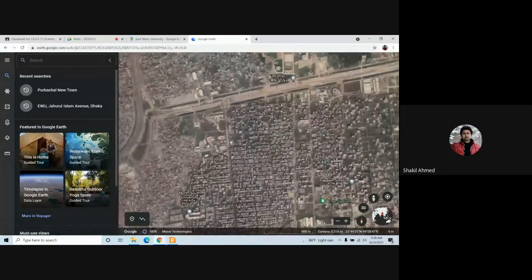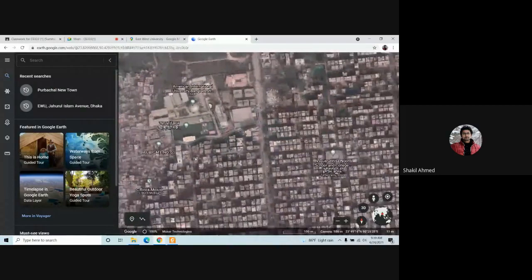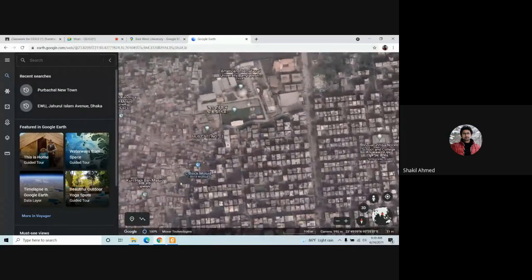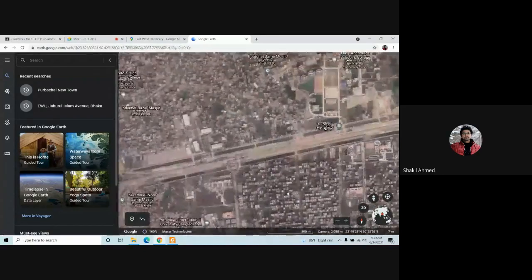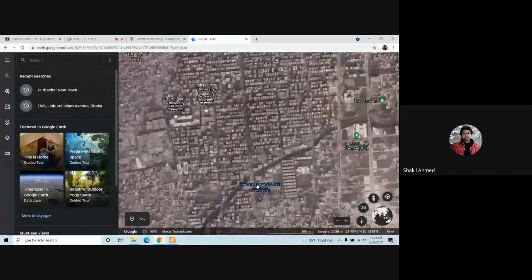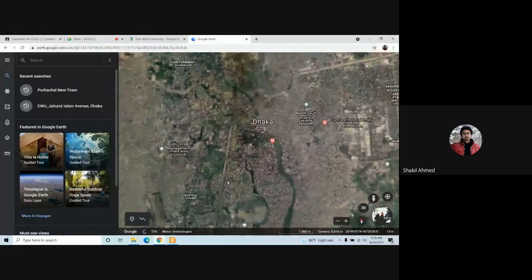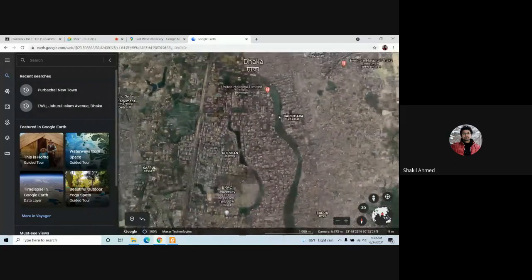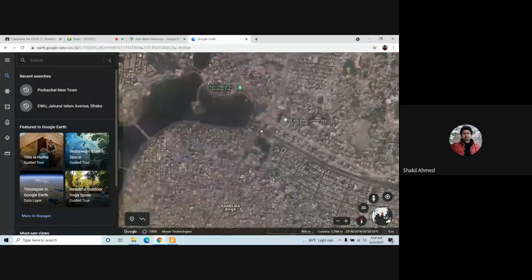Where is this building, by the way? Where is this location? Bushundara, right? Yeah. So this is basically the Boshundara area. Okay. If you look at this, Hatirjheel, where is Hatirjheel? So it should be here.